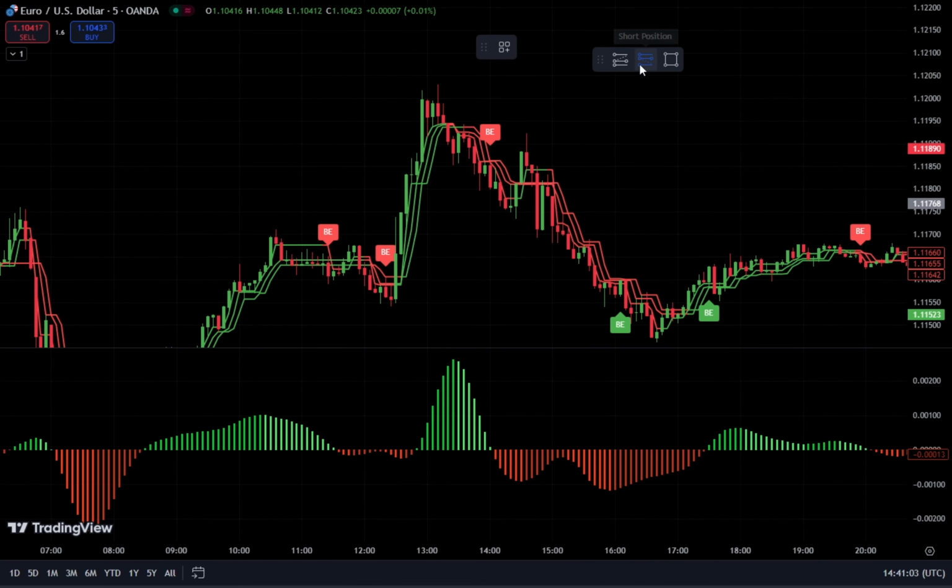For sell entries, wait for a bearish engulfing pattern. As always, confirm that both half-trend lines are red and that the momentum oscillator is showing a downtrend. Once confirmed, enter your sell order after the candlestick closes.